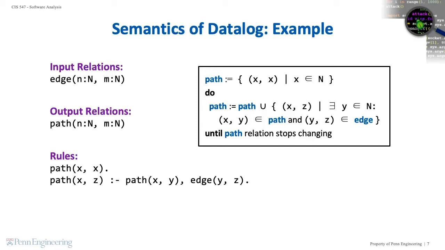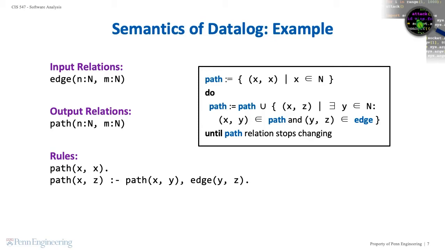It starts out by applying the first rule, which involves adding to the path relation each tuple x, x for each node x in the graph, capturing the intent of this rule that there exists a path from each node to itself.